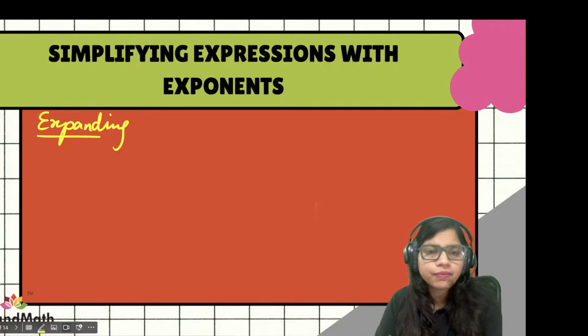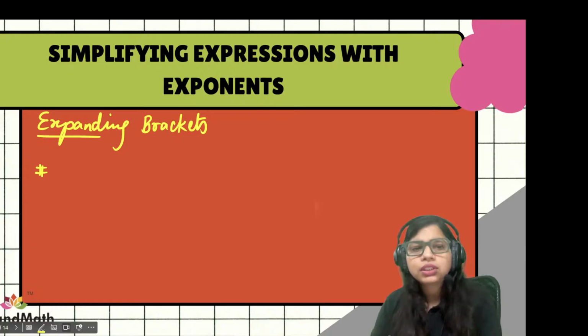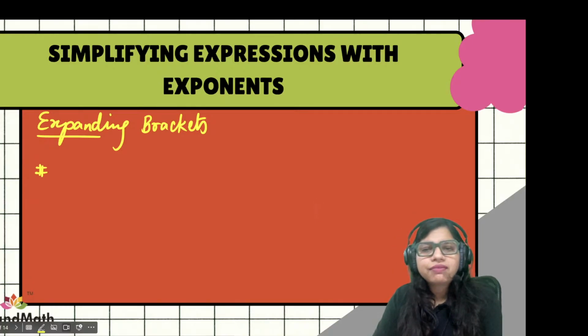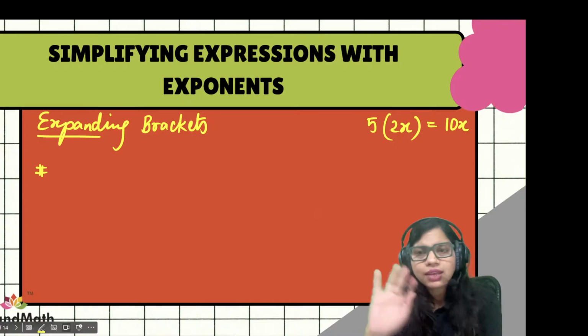It has multiple types, many other types. The first type is when you have a positive number outside. So you can do expanding brackets. Just write it, expanding brackets. Even before expanding brackets, if I say 5 times 2x, isn't it easier? 5 times 2x is 10x. Simple. Are you clear with these things?